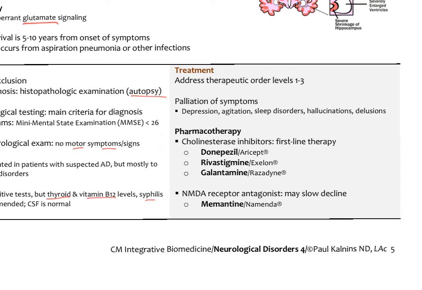So the main symptoms that develop, with depression, agitation, sleep disorders, hallucinations, delusions, can be addressed with pharmacotherapy. I usually start with level 1 to 3. The problem is by the time the patient presents with symptoms, they usually have a significant loss of cholinergic neurons. They have a significant cerebral atrophy. And I don't think that's reversible in many of those cases, but it's worth trying.